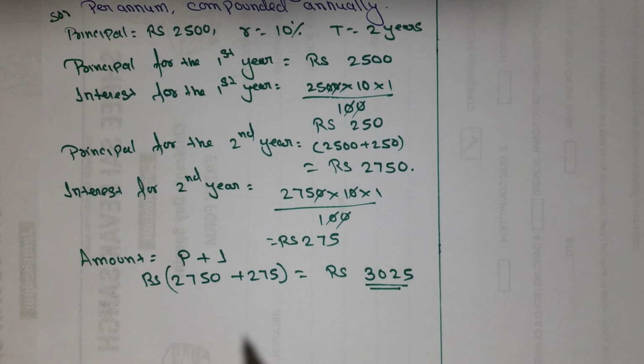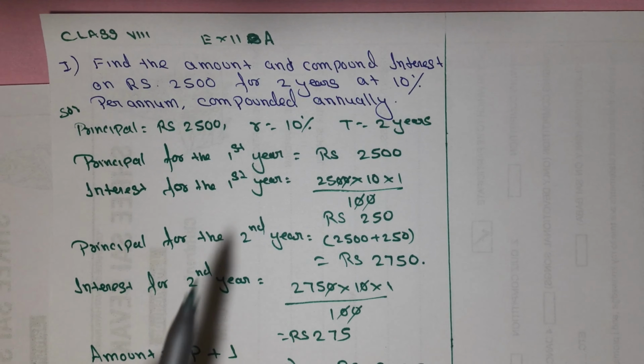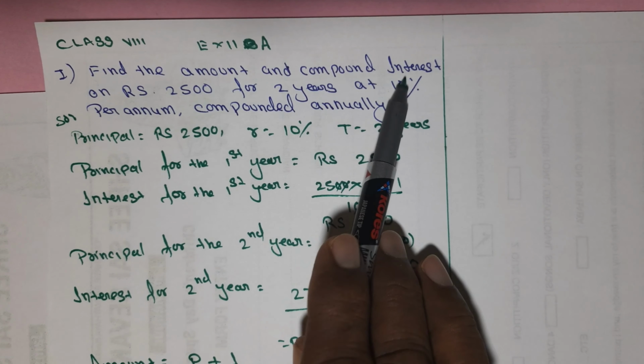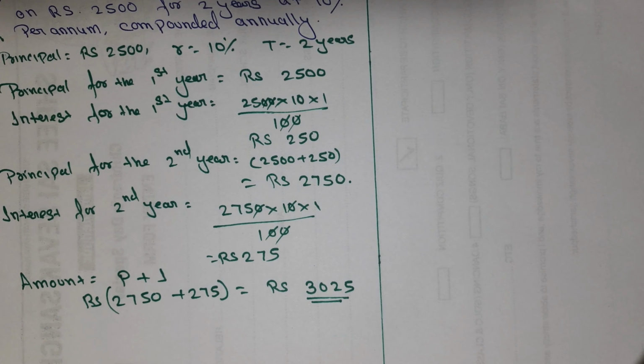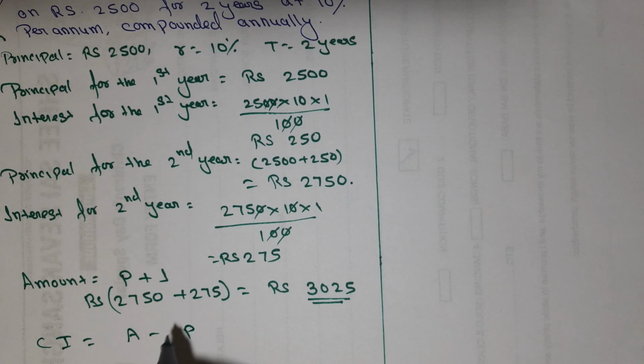So how much extra are we paying? That extra is compound interest. See here, find the amount. So the amount is this, and compound interest. Interest means what? I told you, whatever extra we are paying, that is compound interest. So CI is nothing but amount minus principal.